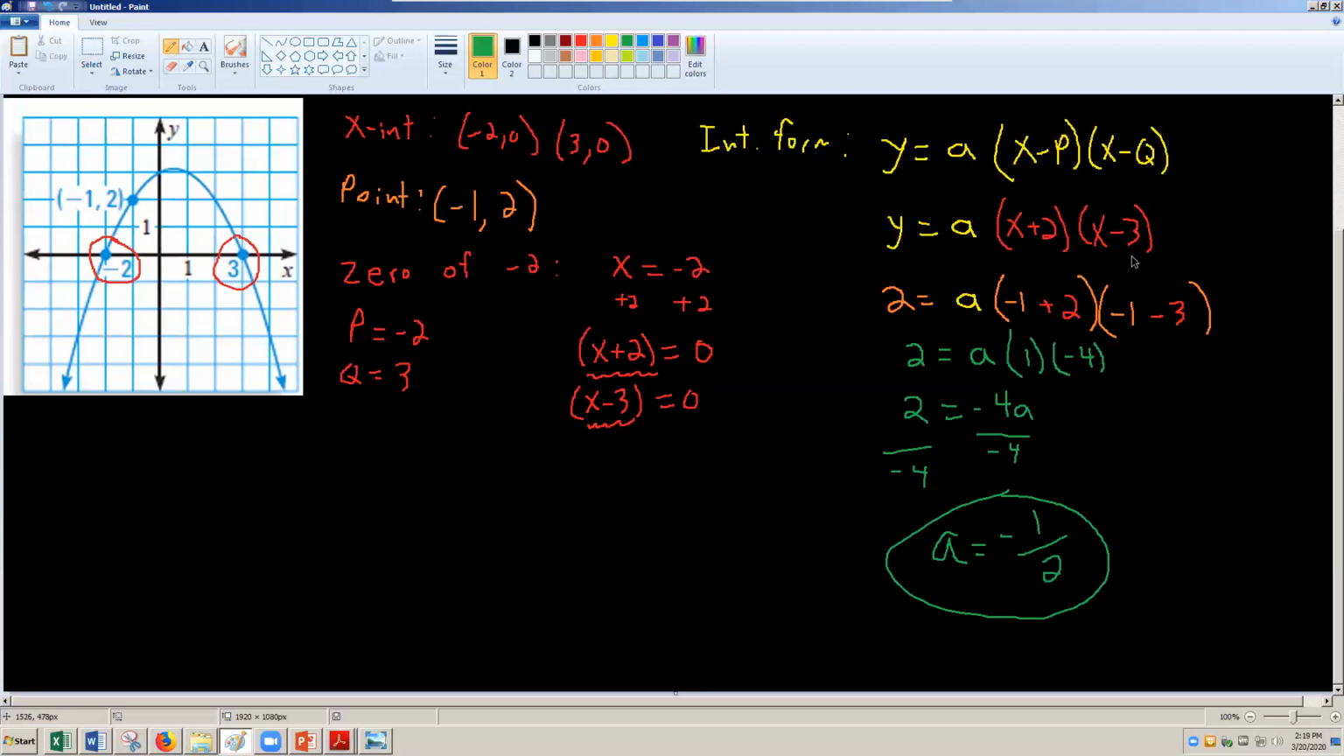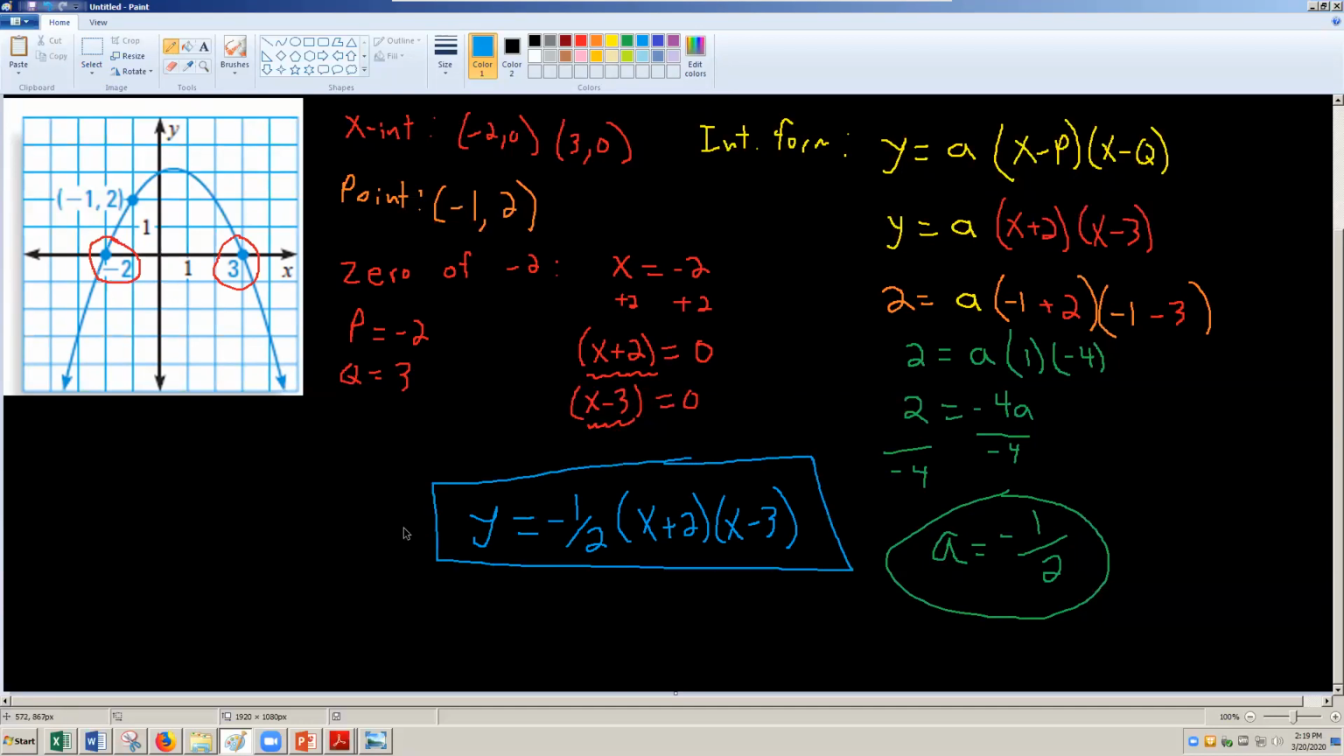So now I've solved everything I want to solve for. I know my a value. I know what it's going to look like in terms of factors. So my actual final answer is going to look like y equals -1/2, here I have x plus 2, and I have x minus 3. So this is what I'd want to see as a final answer here.